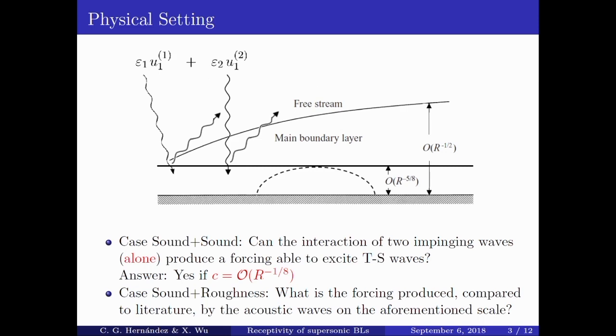In the second scenario, we will consider a very classical problem, which is receptivity to sound and roughness. This problem has already been considered in the literature, and what we want to answer here is what happens by choosing the sound wave to have this slow phase speed. We want to compute the strength of the forcing and compare it to the literature, and we will see that it's stronger than the one computed in the literature for these slow sound waves.